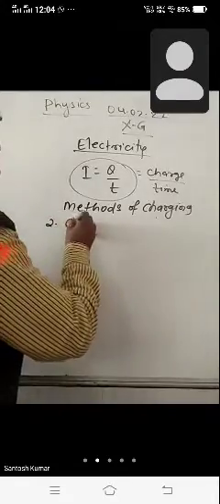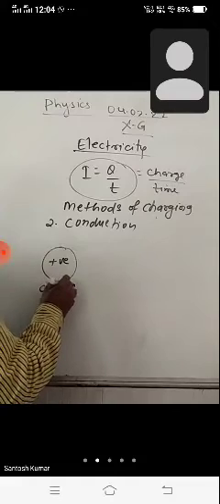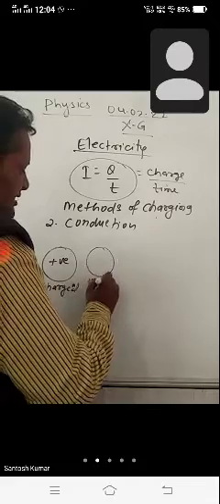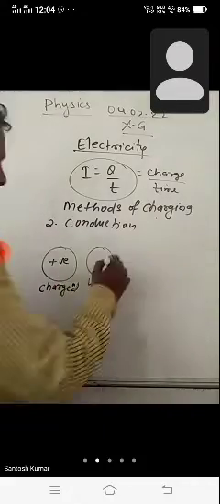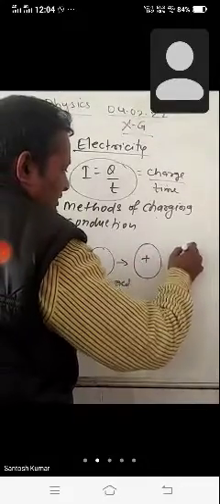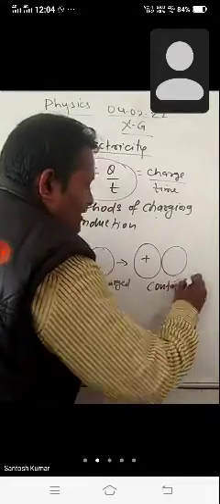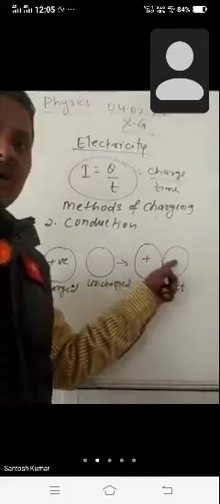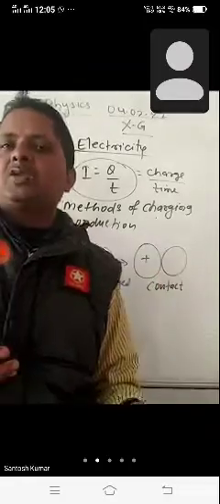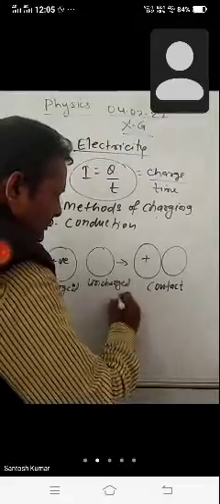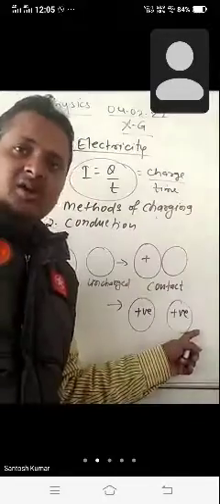Now the second one is conduction. In conduction, what is happening? Suppose this body contains positive charge, which means it is charged, and this second body is uncharged. You have to charge this body with the help of the first. In conduction, the charged body and the uncharged body are kept in contact with each other. Conduction means contact. The charged body shares its charge with the uncharged body. After that, this body remains positively charged, and this will also become positive. This method of charging is called conduction.